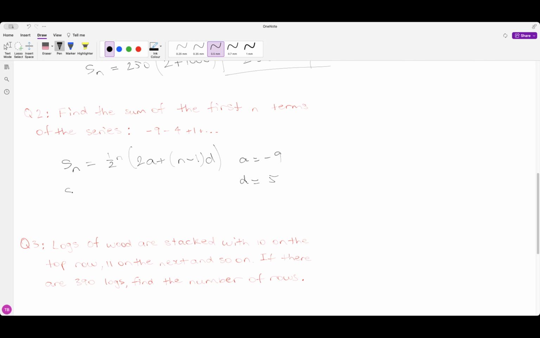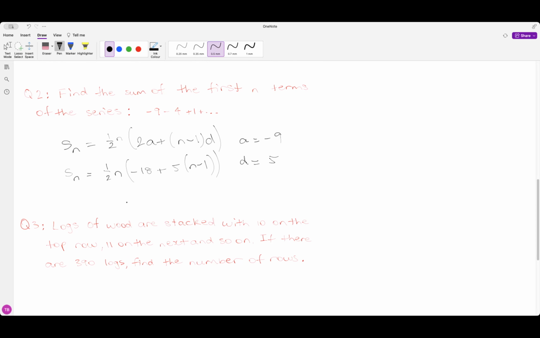So I'm going to write S of n, so the sum of the first n terms, is a half n times 2a, which is minus 18, plus, I'm going to bring the d out the front just to make it nicer, 5 times n minus 1. Now I can clean this up a little bit, and I can leave that half n out the front. Now in these brackets, I'm going to have minus 18 plus 5n minus 5. So I'm going to do minus 18 minus 5, and that'll get me minus 23 plus 5n. All right. So that would be my expression for the sum of the first n terms.